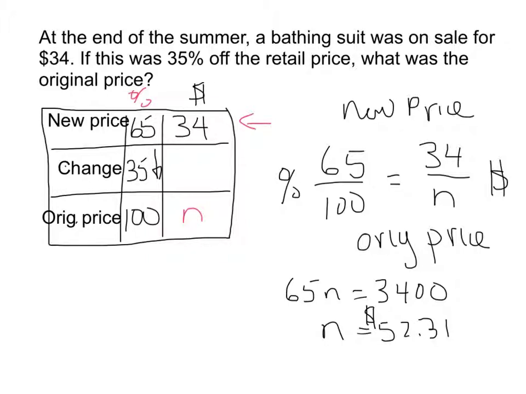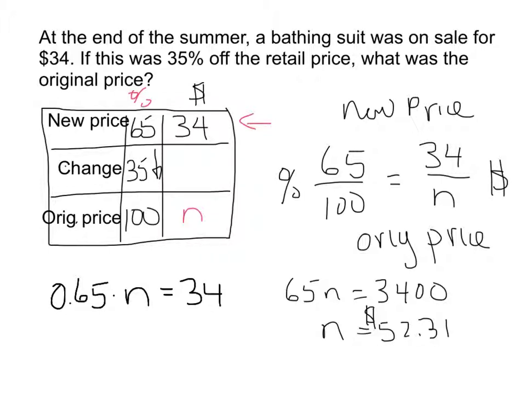Finally, if you were going to write this problem as an equation rather than a proportion, you notice that when you cross multiply, you get 65 times n equals 3400. Well, the equivalent equation is 0.65, or 65% of, so multiply, the original price is $34. And that makes sense if you stop and think about it. The $34 is the result of taking 35% off. So you take 100% and subtract 35%, so you have 65% left. So 65% of the original price is your new price or your sale price.